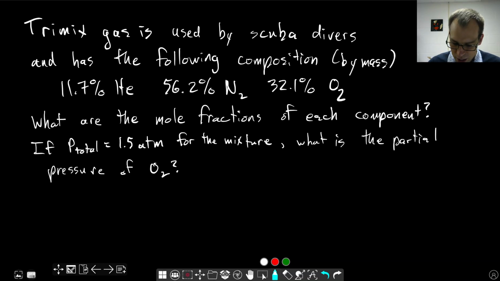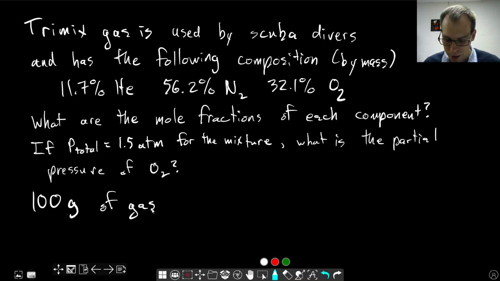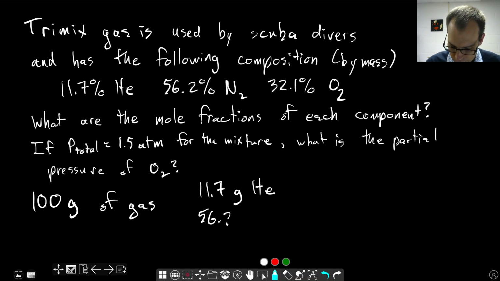So these are given as percentages by mass. So what we can imagine is that we have 100 grams of this gas. Doesn't matter if that's how much we actually have. We're going to assume 100 grams of this gas, which means we'll have 11.7 grams of helium, 56.2 grams of nitrogen, and 32.1 grams of oxygen.